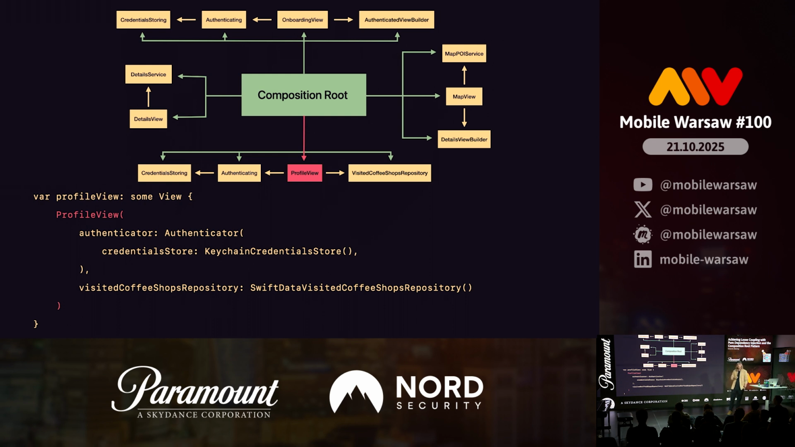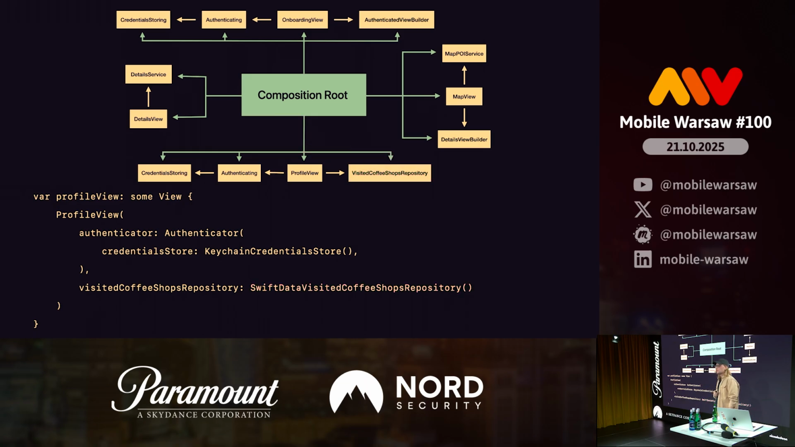And to do that, it also needs to create the dependencies of the profile view, in this case, an authenticator. And in order to create that authenticator, it also needs to create the dependencies of the authenticator. In this case, a keychain credential store that is something conforming to credential storing. And the profile view also has a dependency on this repository that we saw earlier. This is a composer in the composition root. A property creating a tiny object graph that we can then use later. That's how a composer looks.